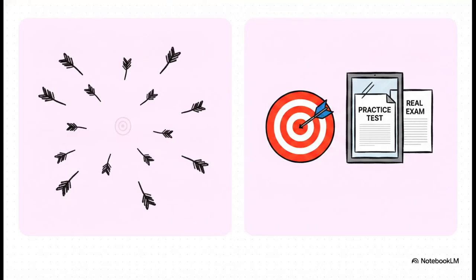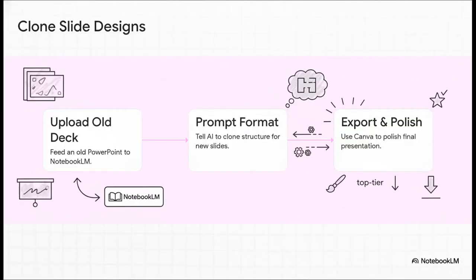And if you're prepping for a certification, generic AI quizzes are pretty much useless because they're just too broad. You need real, targeted practice. So instead, upload your old exams, your previous homework, and specific grading rubrics. This forces the AI to match your teacher's exact style and difficulty level, giving you practice tests that actually mirror the real thing. You can apply this exact same logic to your slide decks too.